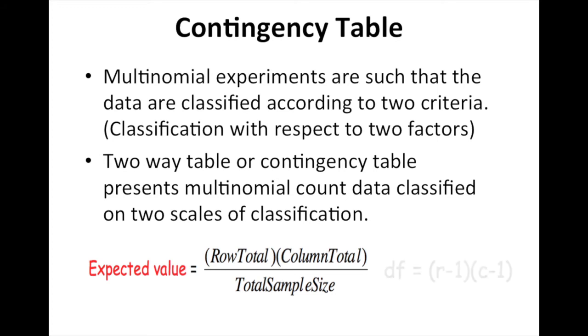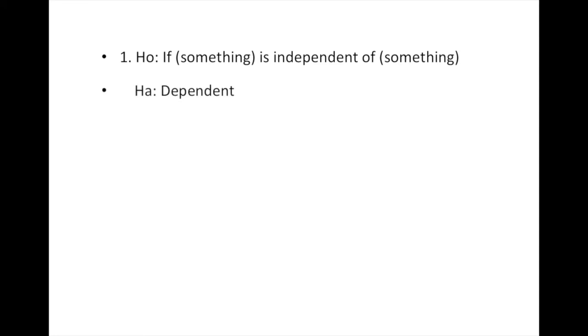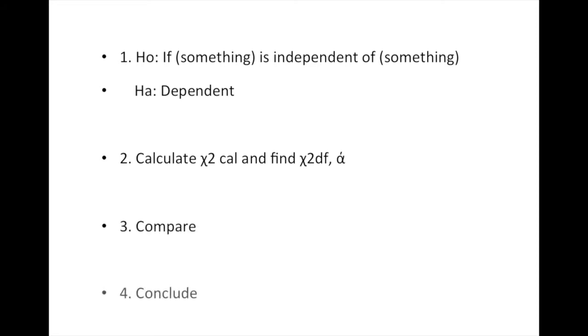And what I need to mention is DF. The degrees of freedom here is (R minus 1) times (C minus 1). So here are the steps for solving the contingency table. First step is to make the H0 and the HA. If the H0 is that something is independent of something, then the HA is that something is dependent on something. Step 2, calculate xcal and find the x table, and then compare with each other. The last step is to conclude. So this means the same steps as the one-way table.